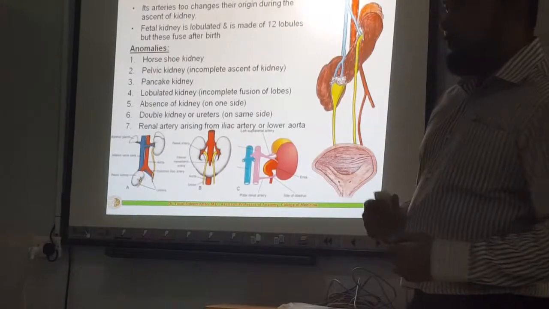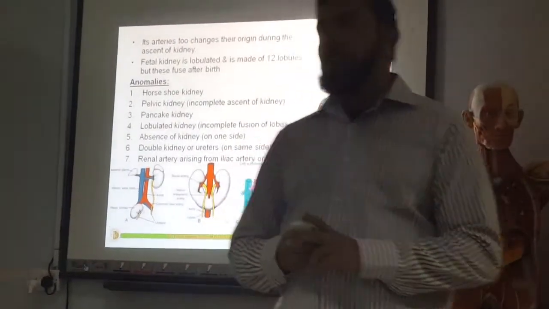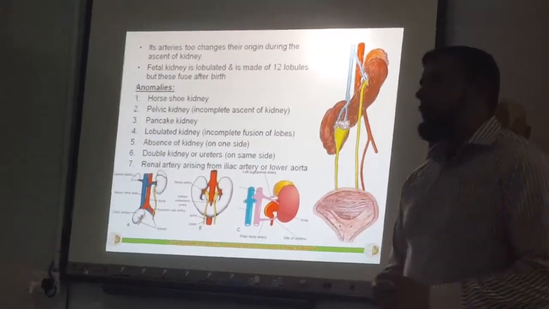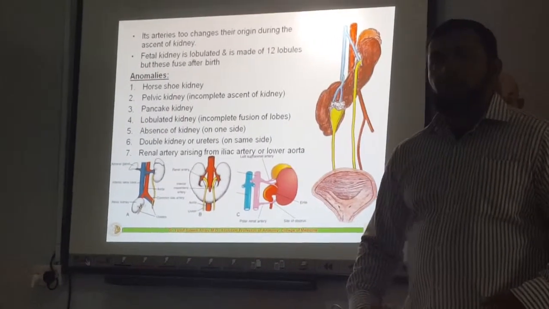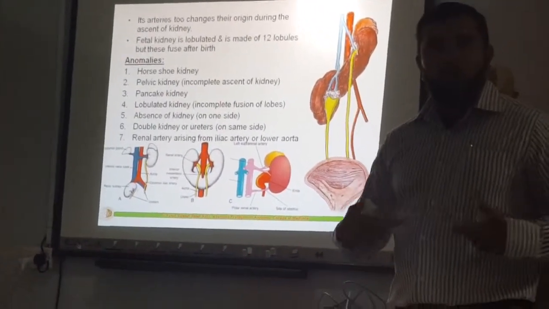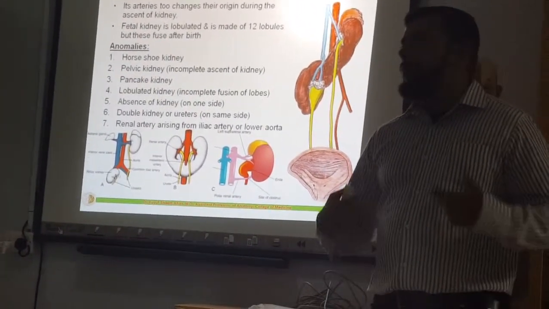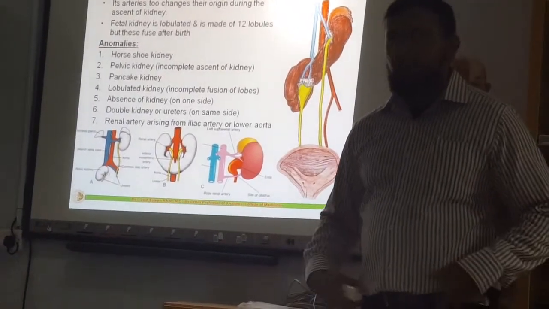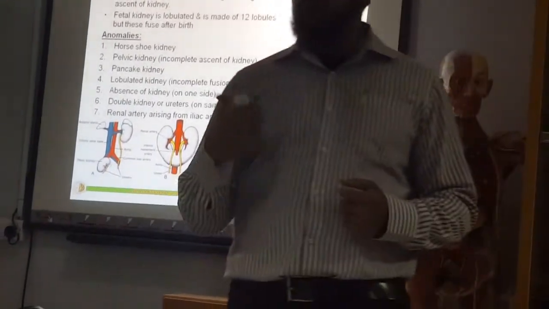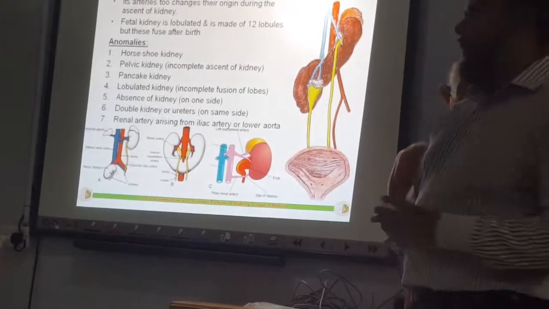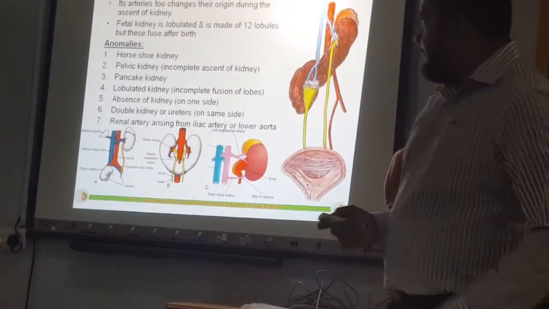This is important because clinically there might be multiple arteries. Sometimes the renal artery is not from the abdominal aorta, but from the common iliac or the external iliac somewhere. Then you should know this is because of developmental anomalies.